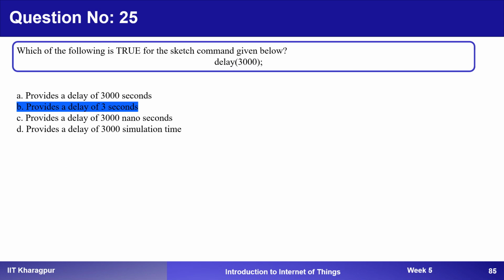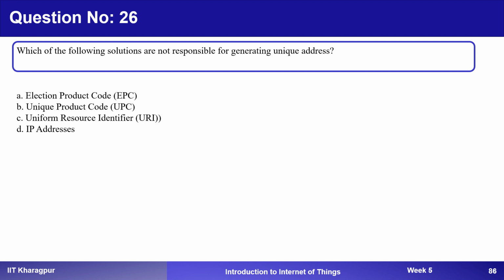Next question is, which of the following solutions are not responsible for generating unique addresses? Options are election product code, unique product code, uniform resource identifier, IP addresses.